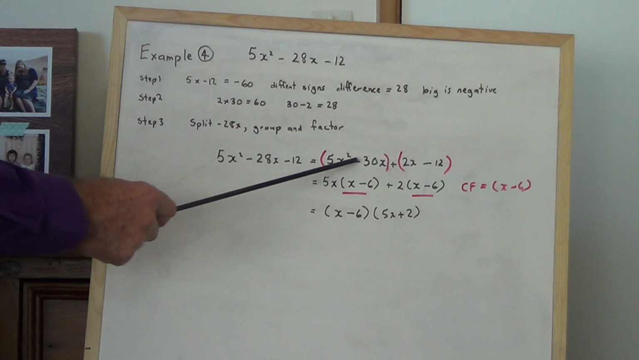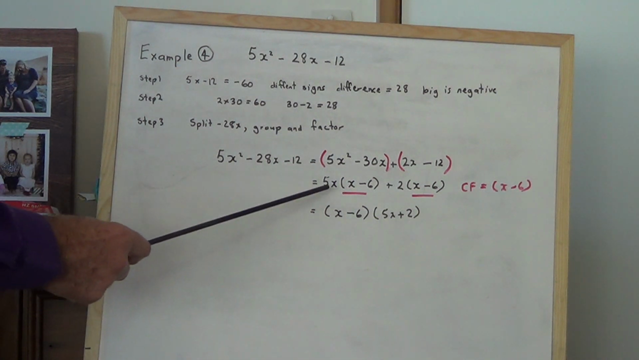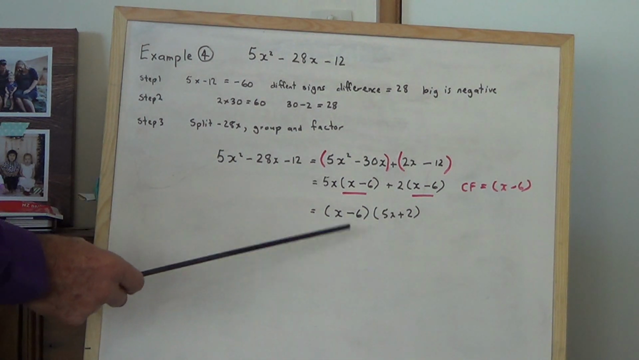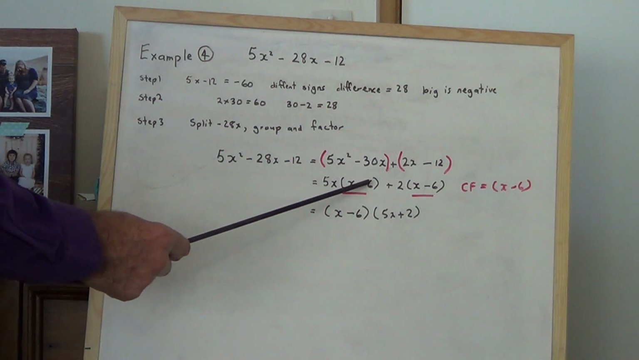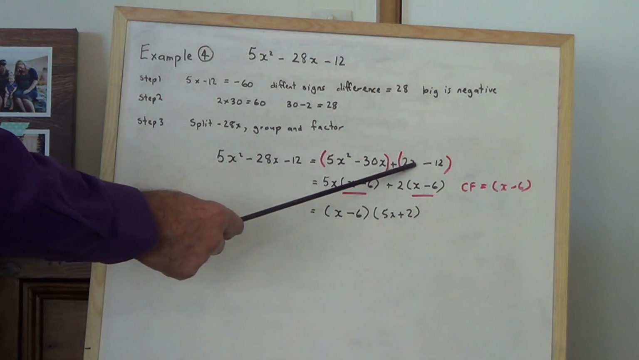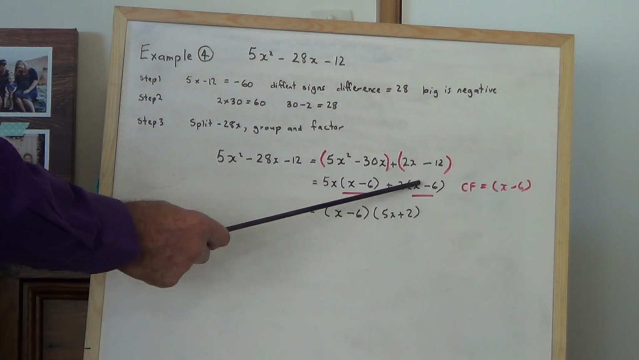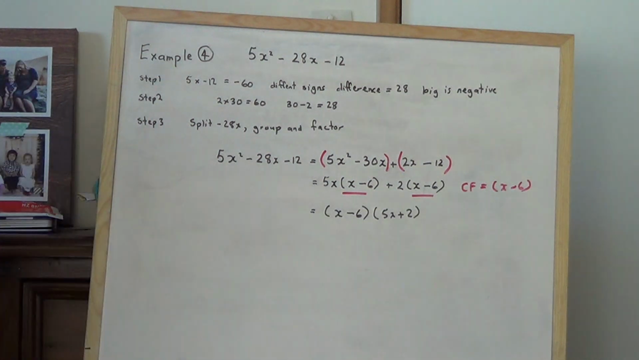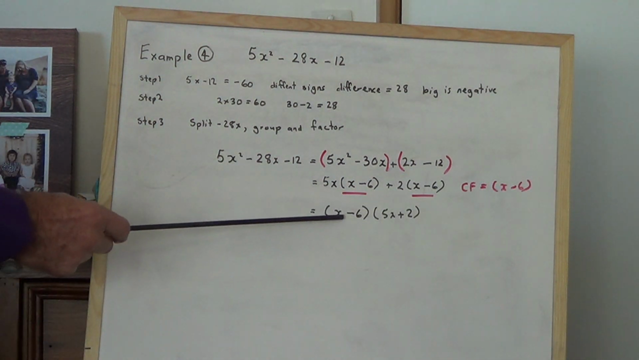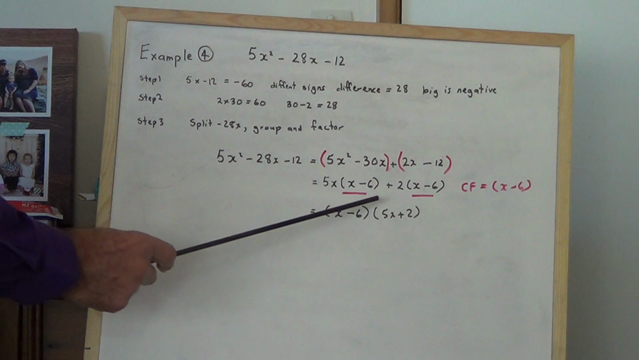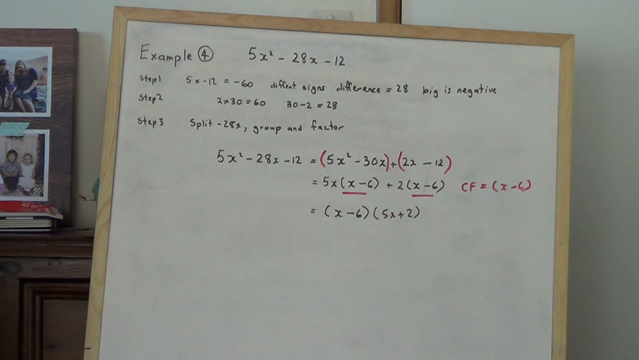And we group these two together. We take out a common factor of 5x. Inside the brackets we'll have x minus 6. Got a common factor of 2 here. That's 2 bracket x minus 6. Common factor is x minus 6. We put it at the front. We put that there, and we put that there, and it's all factorised.